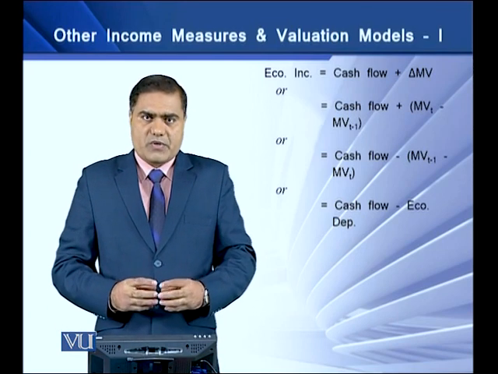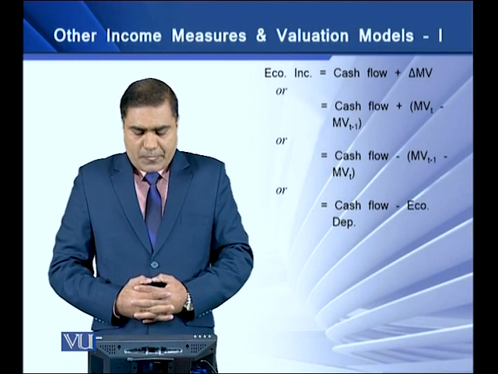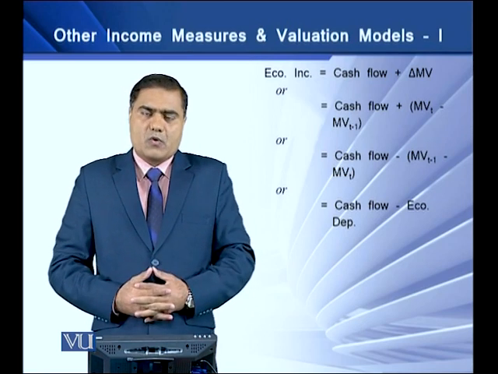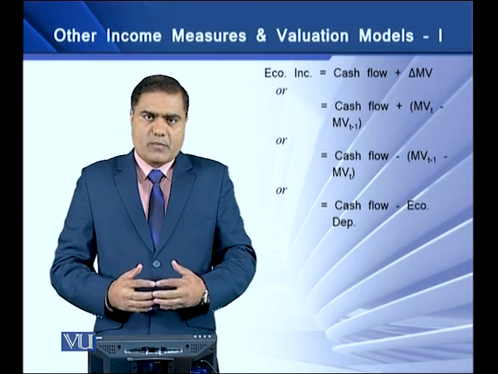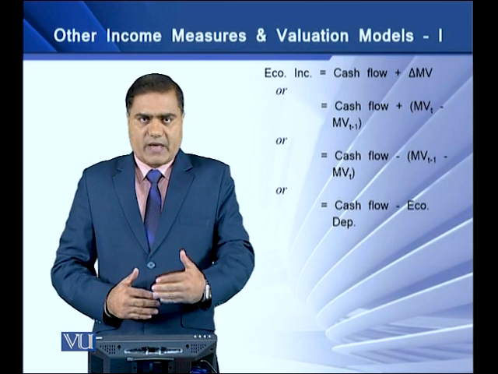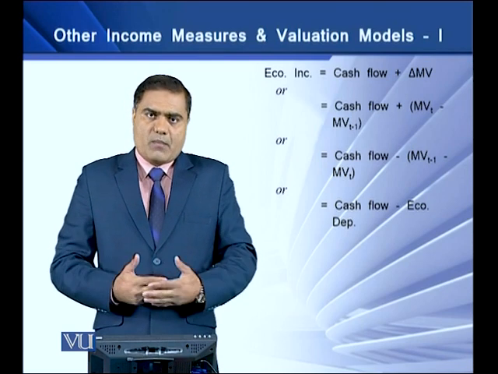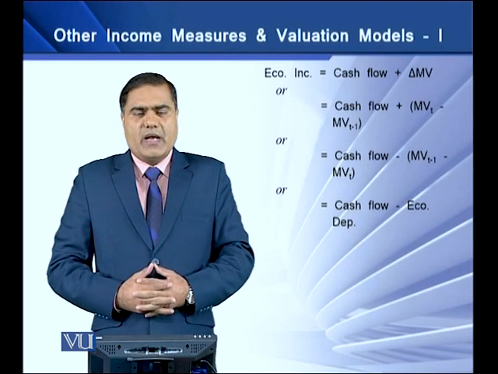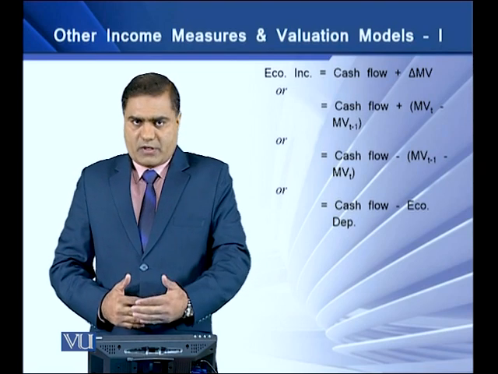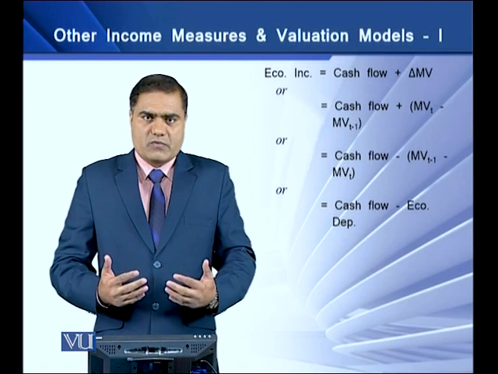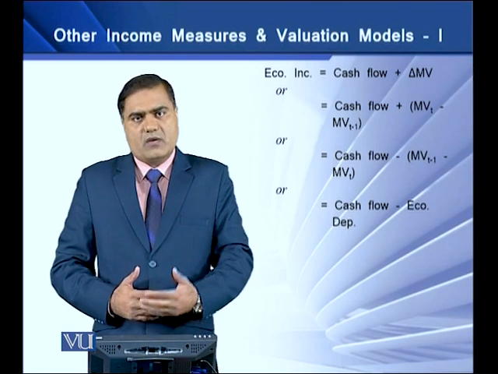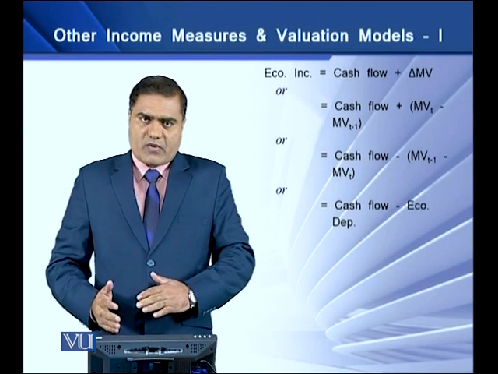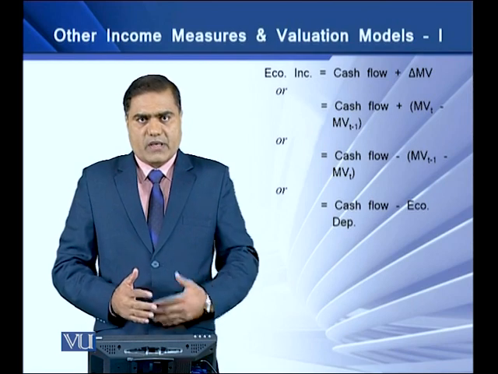If we develop an accounting equation to determine economic income, we can derive economic income as the sum of cash flows plus the change in market value. Now, to determine a change in market value, we have to determine market value at two different points in time. We must have the market value at the start of the period, the opening market value, and then the market value at the end of the period. The difference of these two market values will be termed as depreciation or economic depreciation. So to determine economic income, we deduct economic depreciation from the cash flows. The resulting figure is the economic income.